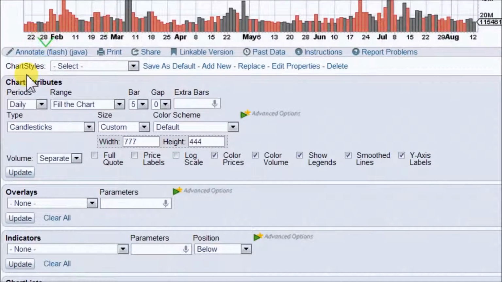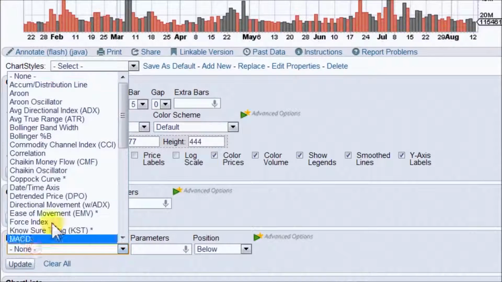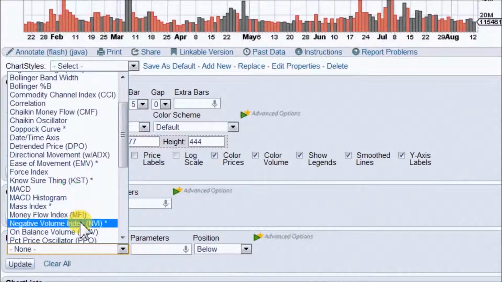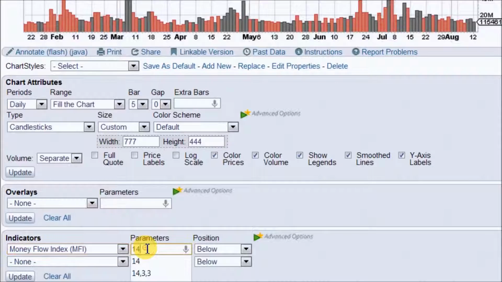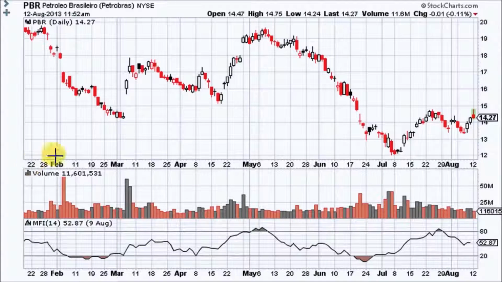If you scroll down into the chart attributes area, down here at the bottom, click on Indicators, scroll down just a little. There is the Money Flow Index, MFI. The standard parameter is a period of 14. You can adjust this either faster or slower to suit your individual trading style. Go ahead and click Update, and this is the MFI 14 with a reading of 52.87, which is slightly bullish above the 50 line.